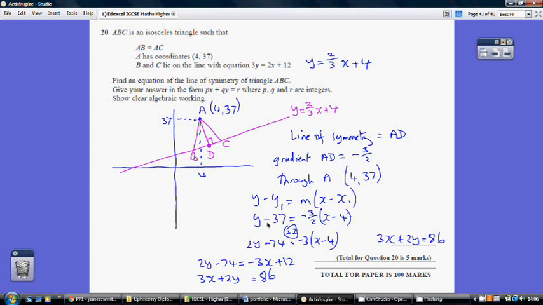Now what I've chosen to do at this step is really just to undo this dividing by 2. So I've multiplied throughout by 2. So 2y minus 74 equals minus 3 lots of x minus 4. Multiply out the bracket, I get 2y minus 74 equaling minus 3x plus 12. Now let's see how we've got to give our answer. We need the x's plus the y's equaling a number. So I've added 3x to both sides, added 74 to both sides, giving me 3x plus 2y equals 86.